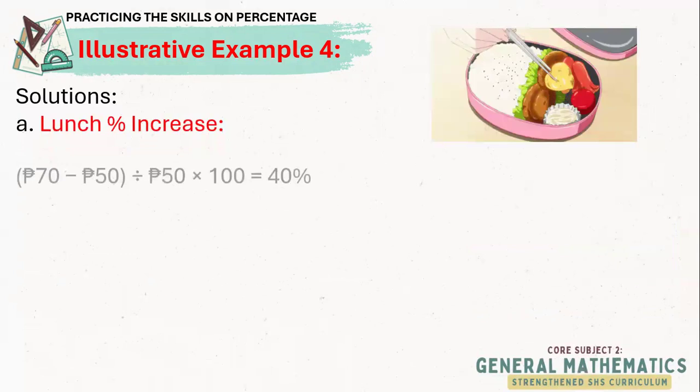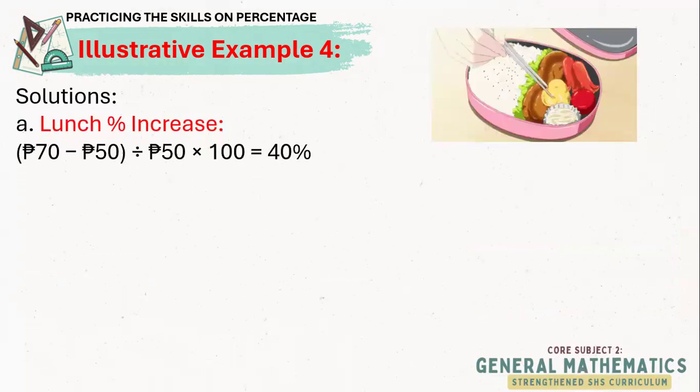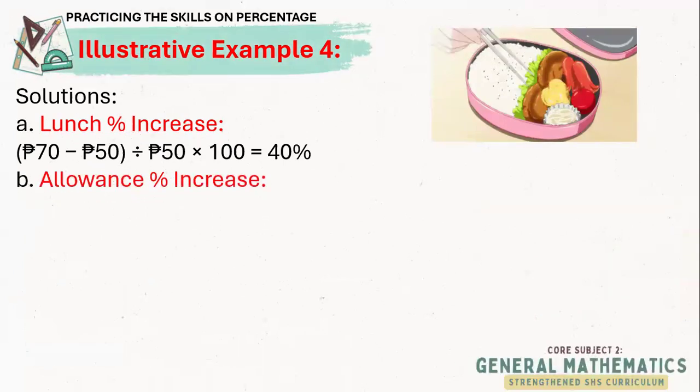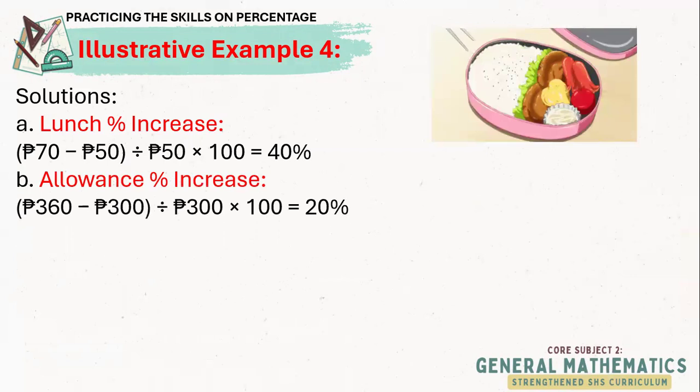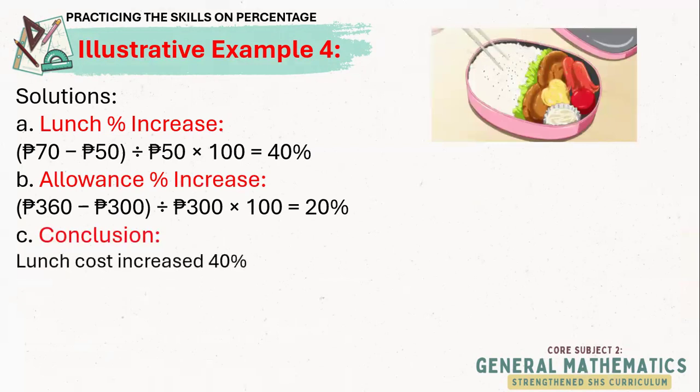So for the lunch increase, we have 70 minus 50. So that's 20 divided by 50 times 100. So we get 40%. For the allowance percentage increase, that's 360 minus 300, so 60 divided by 300 times 100 is 20%. So what is our conclusion on that?